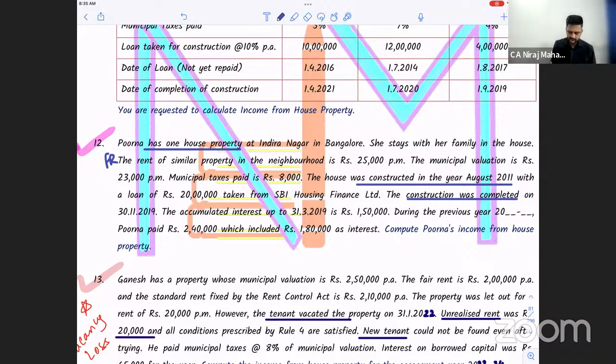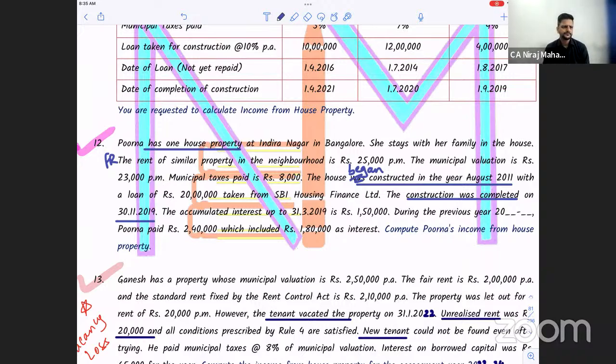The construction was completed on 30th November 19. Here you can make some changes. The house began construction in August 11. But got completed when, Bacho? In November 19. Okay. So 1920 is the first year of house property.